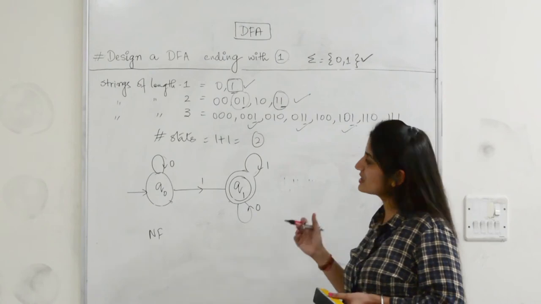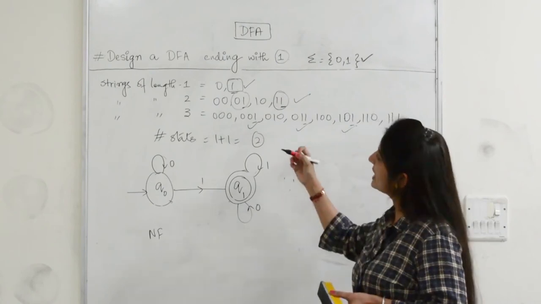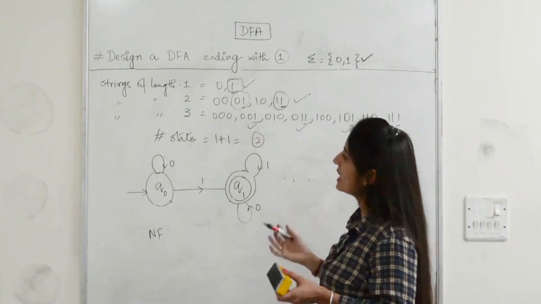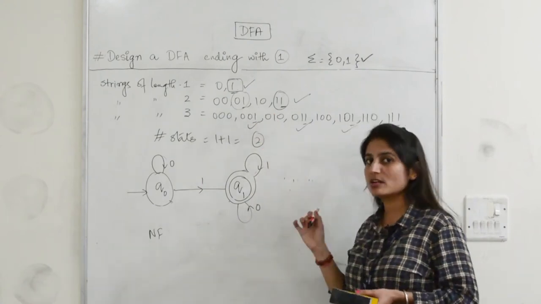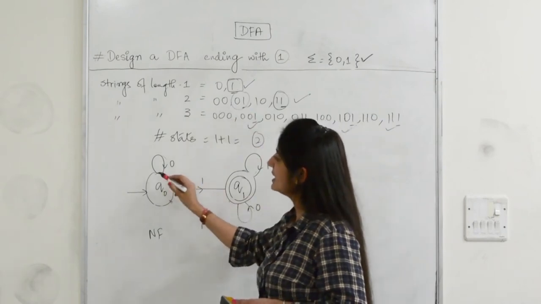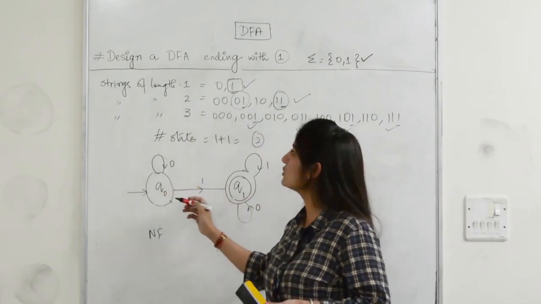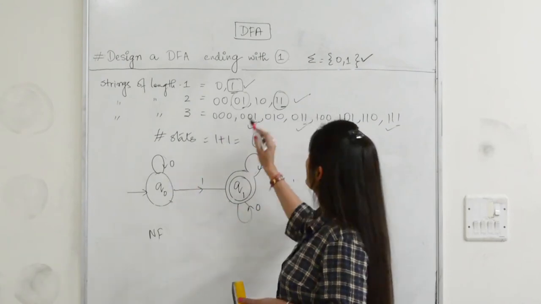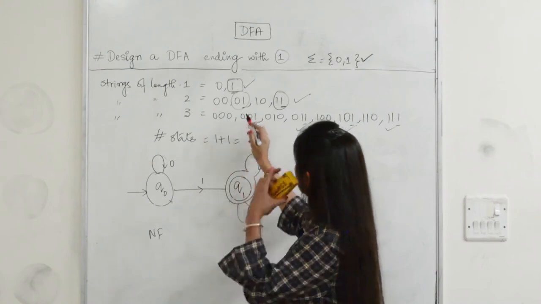And if I talk about the strings which do not need to be accepted, they are 0 and 00, 10 and the remaining strings. So we have to also verify whether these strings are not accepted. So 0, starting from the initial state and ending on the non-final state, it means 0 is not accepted. 00 is also not accepted.